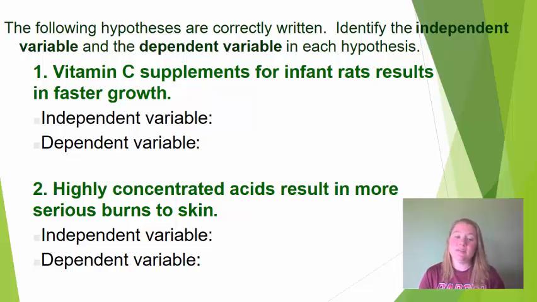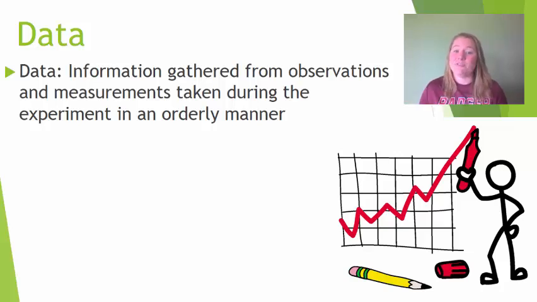The independent variable, so what I, the scientist, am controlling, is the concentration of the acids. The dependent variable, the data that we are collecting, is how serious the burns are. So data is any information that we gather from these observations.